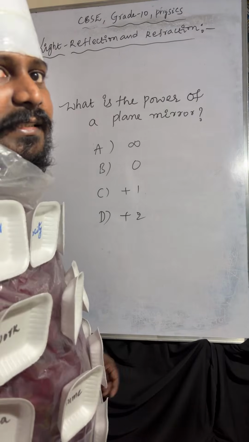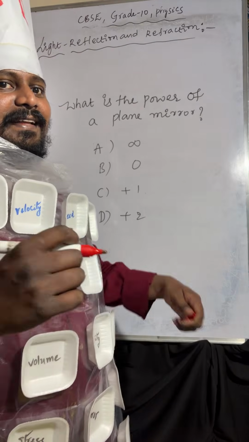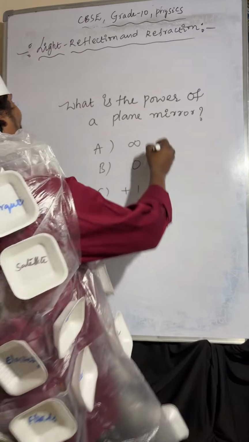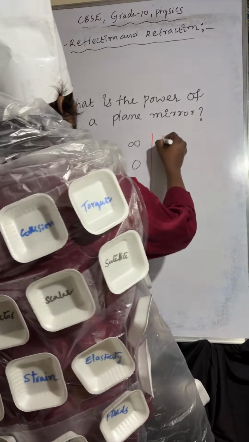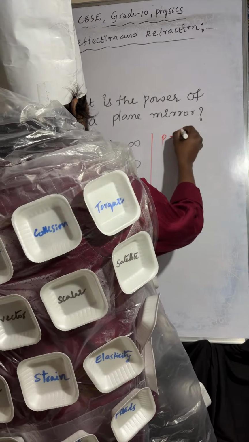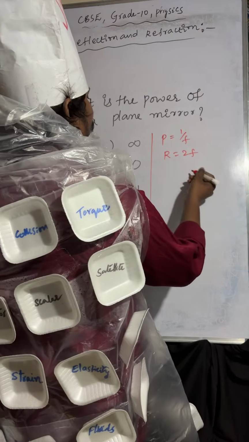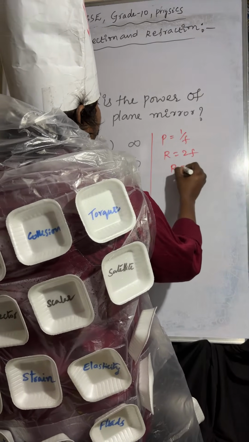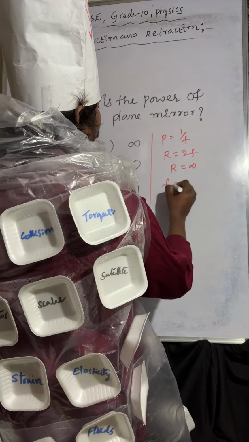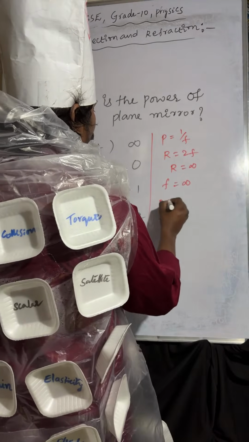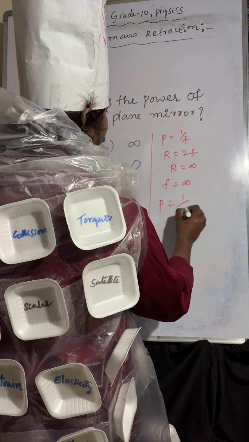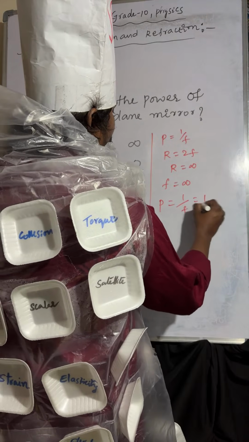Okay, normally we know P equal to 1 by F. We know R equal to 2F. Radius of curvature is infinity, so automatically the focal length is also infinity. Then P equal to 1 by F, and 1 by F is nothing but 1 by infinity.